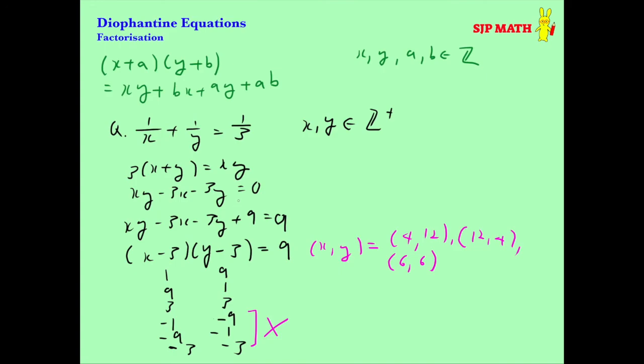But the essential idea behind using factorization to solve Diophantine equations is that you want an integer expression times an integer expression equals an integer, so that you can narrow it down to cases, and then you can easily solve it using casework, though it may be tedious at times.